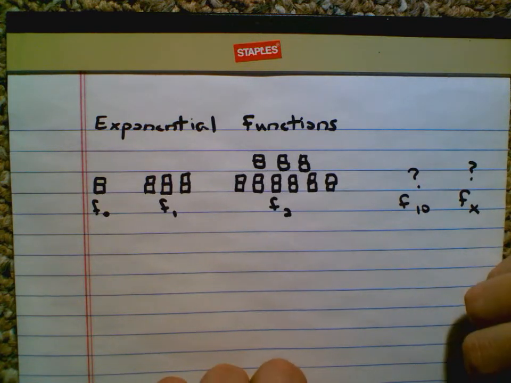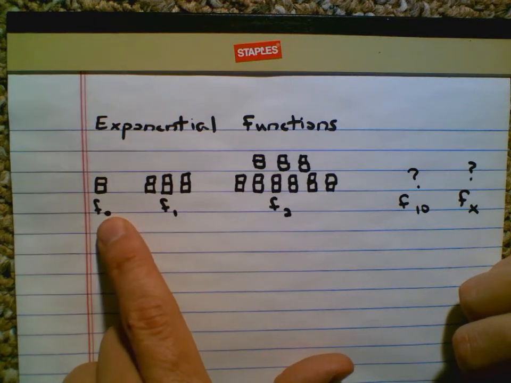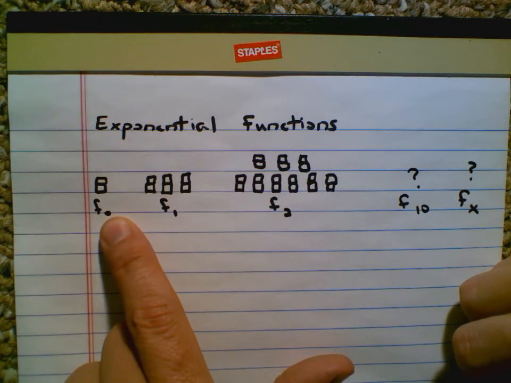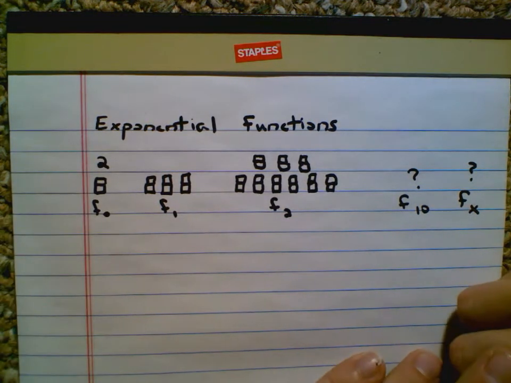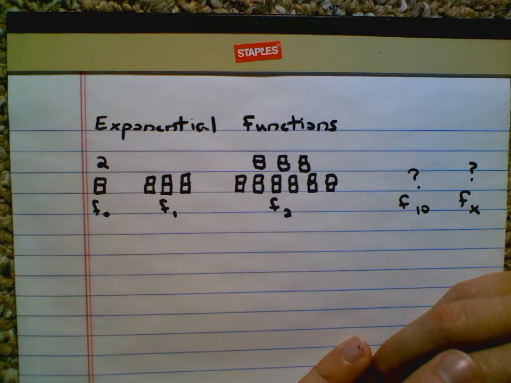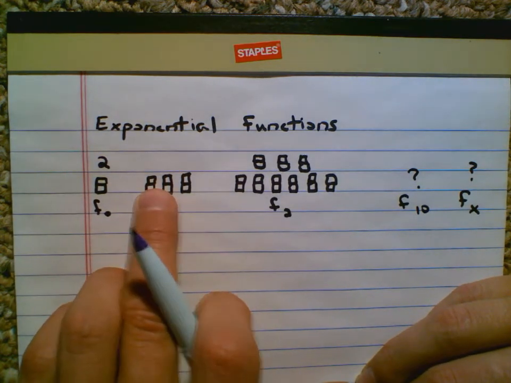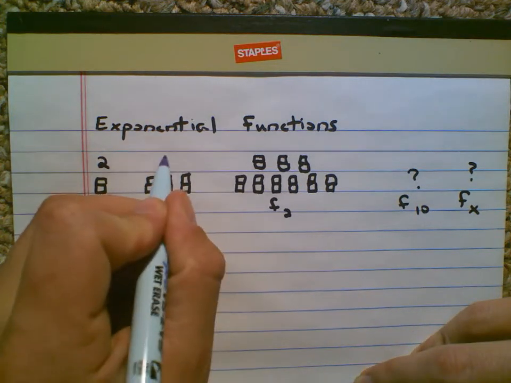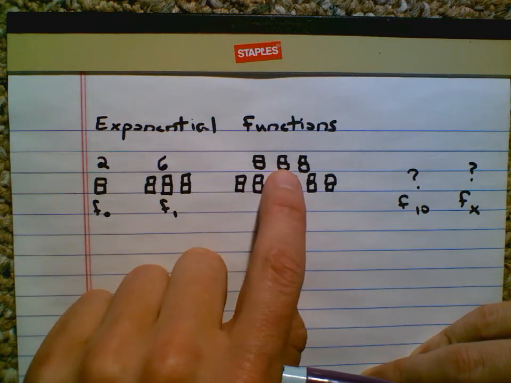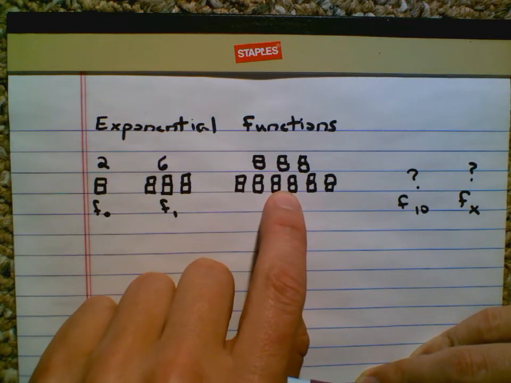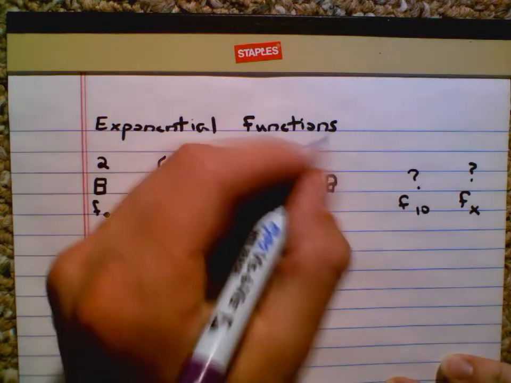numbers. So when we look at this pattern, notice for instance that in the first figure, figure 0, or our starting figure, we start with 2 boxes. We have a total of 2. Then in figure 1, we now have 2, 4, 6 boxes. And then in figure 2, we have 2, 4, 6, 8, 10, 12, 14, 16, 18 boxes.